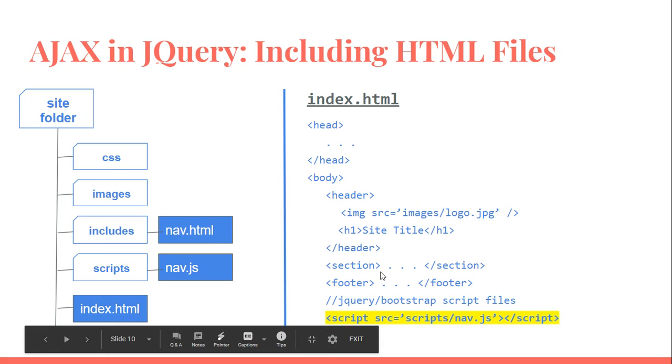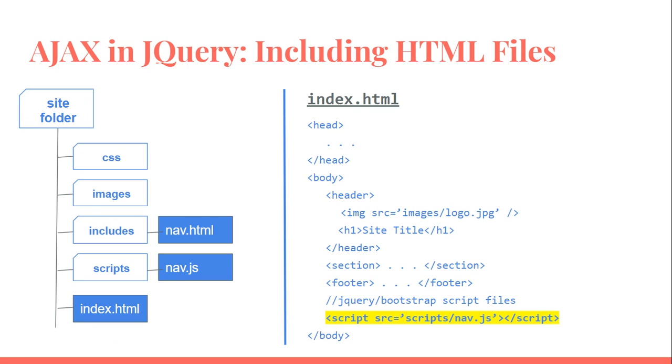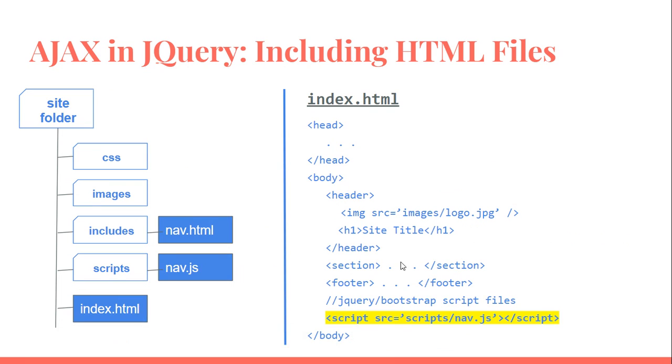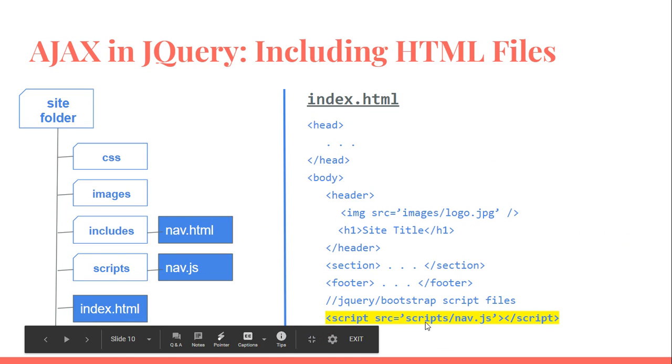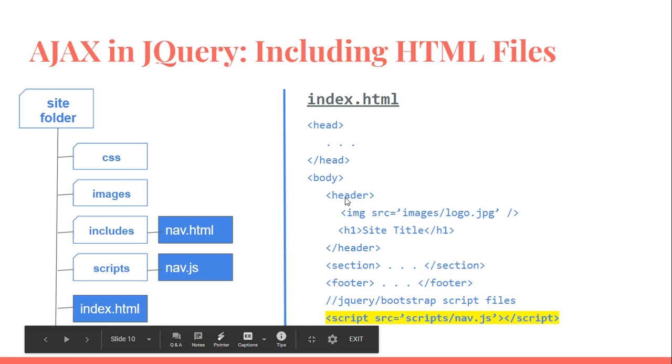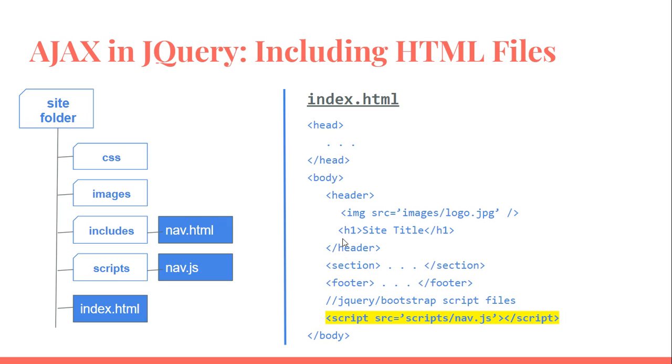Then I finish the rest of the page, sections, footer. I bring in my jQuery and Bootstrap script files, and underneath that, I include scripts/nav.js. Let me go back for a second, remembering that it's nav.js that then reaches out to bring nav in. So by including that script here, that script is going to reach out and get nav.html. It's going to bring it back in. And remember, nav.html is going to push it in as the last child of this header. And that nav is going to sit right under here.